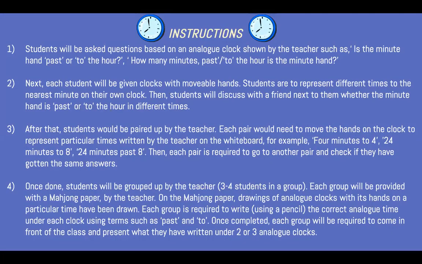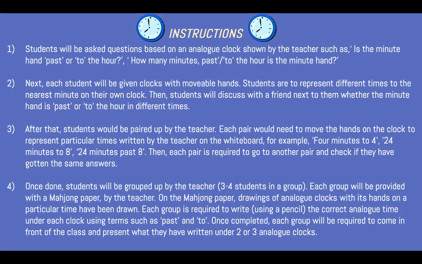Moving on, the instructions for this activity are, firstly, students will be asked questions based on an analog clock shown by the teacher, such as, is the minute hand past or to the hour? How many minutes past or to the hour is the minute hand? By asking questions, this will trigger students' thinking in order for them to move on to the next part of the activity. Next, each student will be given clocks with movable hands.